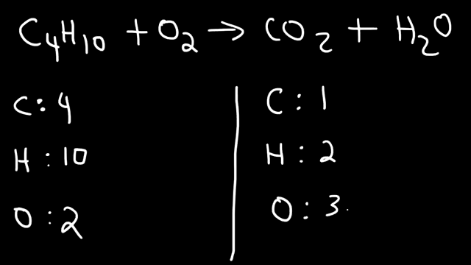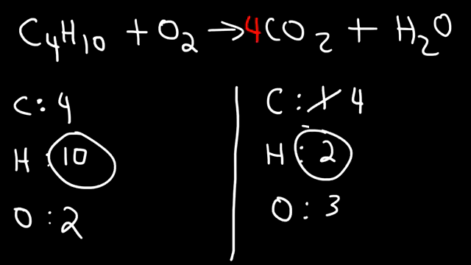Now, we're going to follow the same procedure. The first thing we're going to do is balance the number of carbon atoms. And so let's put a 4 in front of CO2. So on the right side, we're not going to have 1 anymore, but we're going to have 4 carbon atoms. Next, let's balance the number of hydrogen atoms.